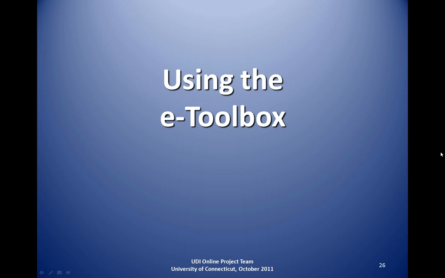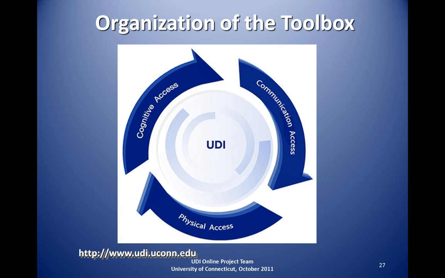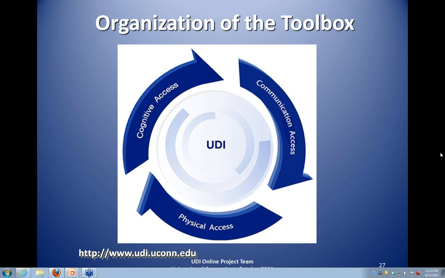Okay, so let's move into how you could use the e-Toolbox. There is a direct link off the top navigation bar on the website. If you click on the e-Toolbox, you'll come to a screen that looks like this, and it shows these 3 arrows. Here are the 3 access domains that I spoke to before. We want to point out, too, that these are arrows that interlink and inform each other. And so that is a very deliberate design.